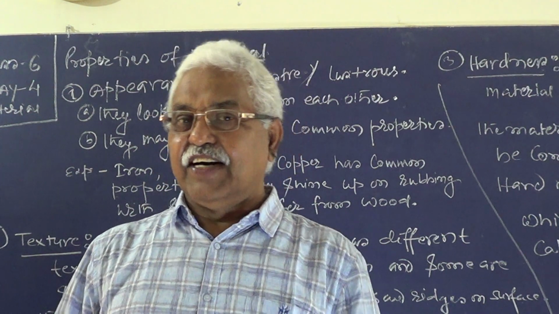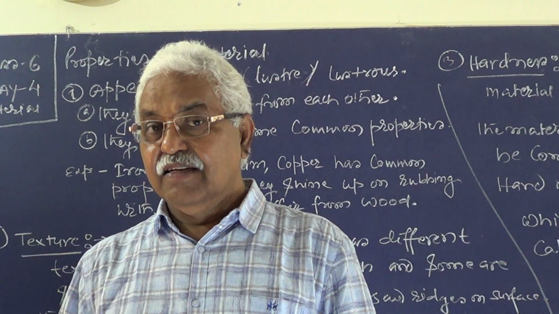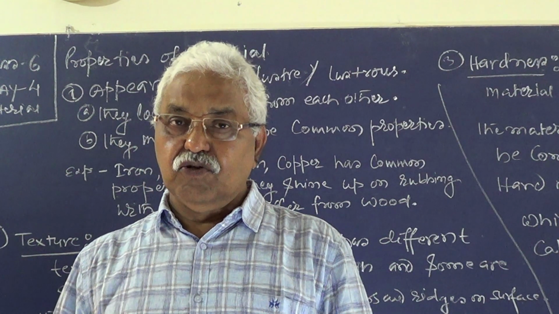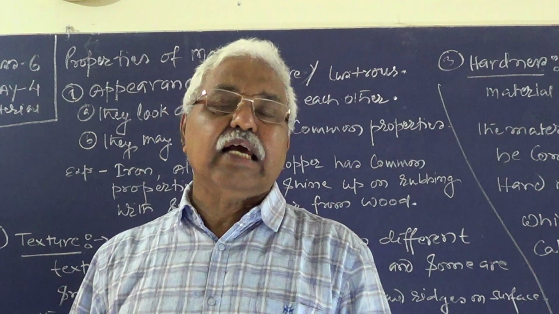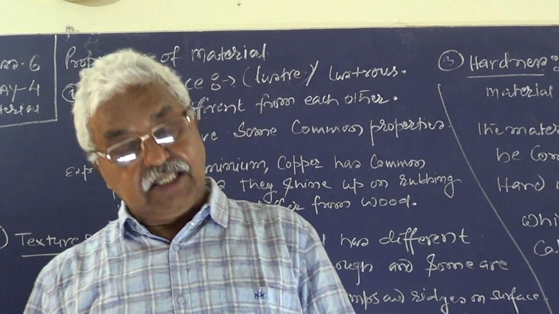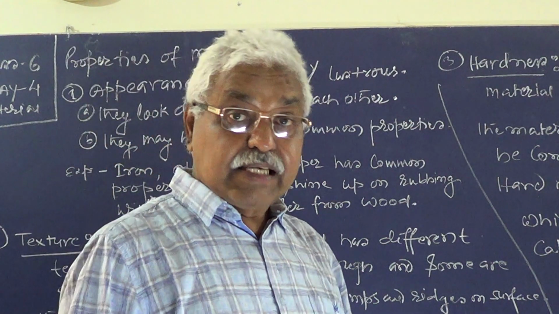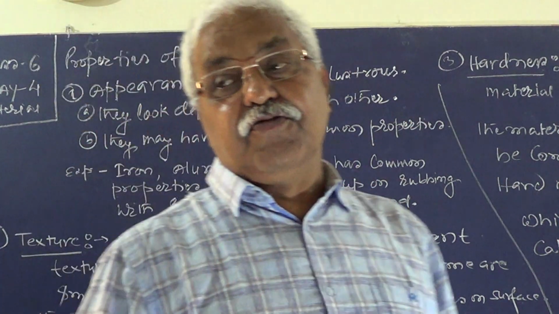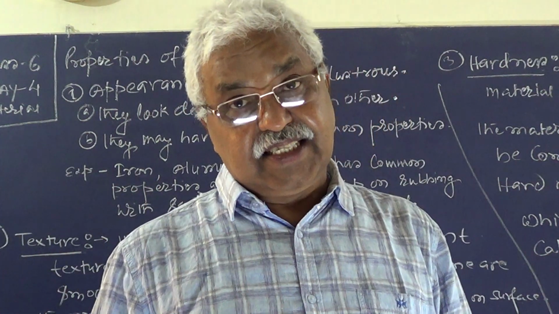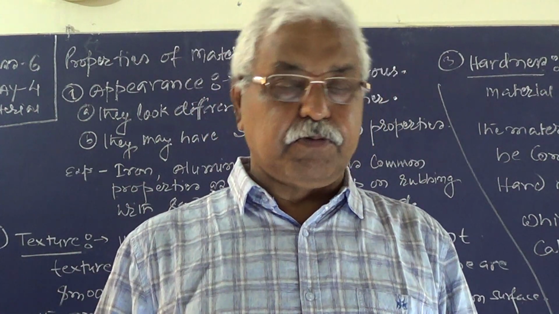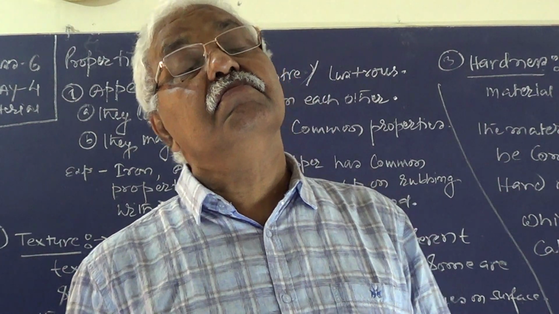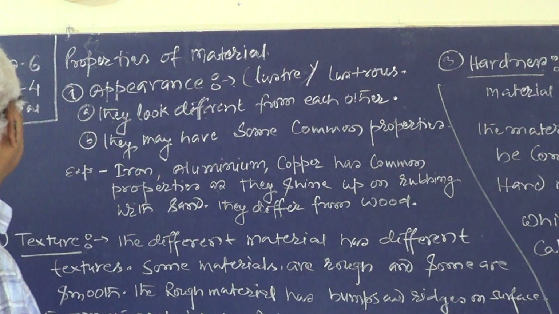Then how can you define luster? It is the ability of a metal due to which it shines, called the lustrous property. Some materials differ: iron differs from wood, wood differs from plastics. Materials differ from each other as per their appearance. Now come to another part.